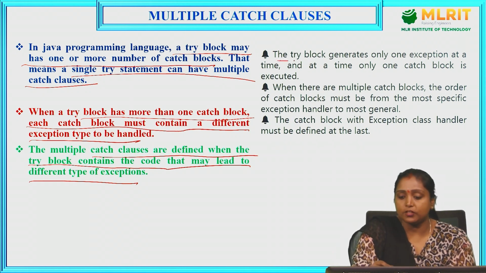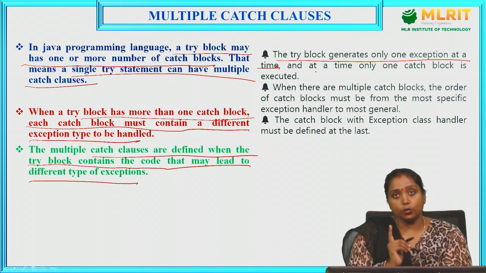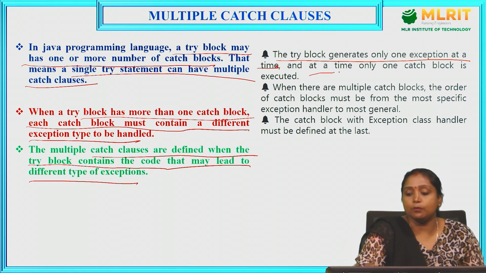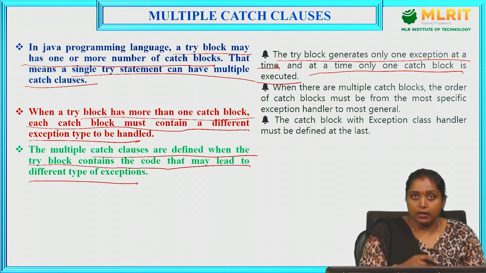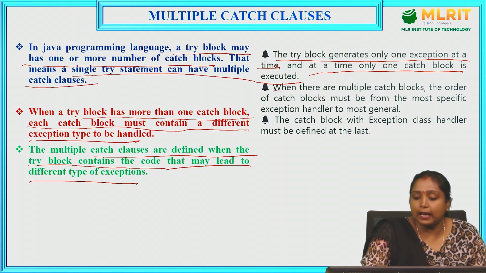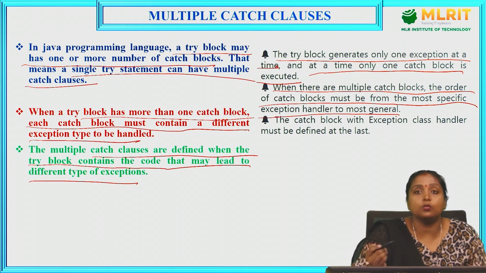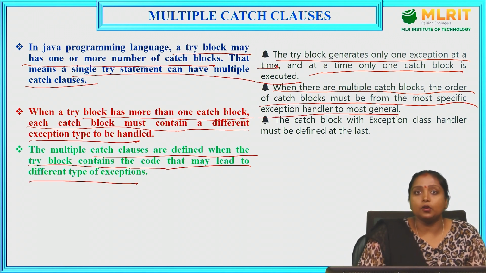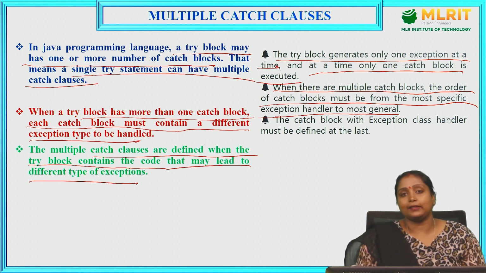The try block generates only one exception at a time, and at a time only one catch block is executed. Even if you are writing n number of catch blocks, for one exception it will be handled by only one catch block. And when there are multiple catch blocks, the order of the catch blocks must be from the most specific exception handling to the most general.